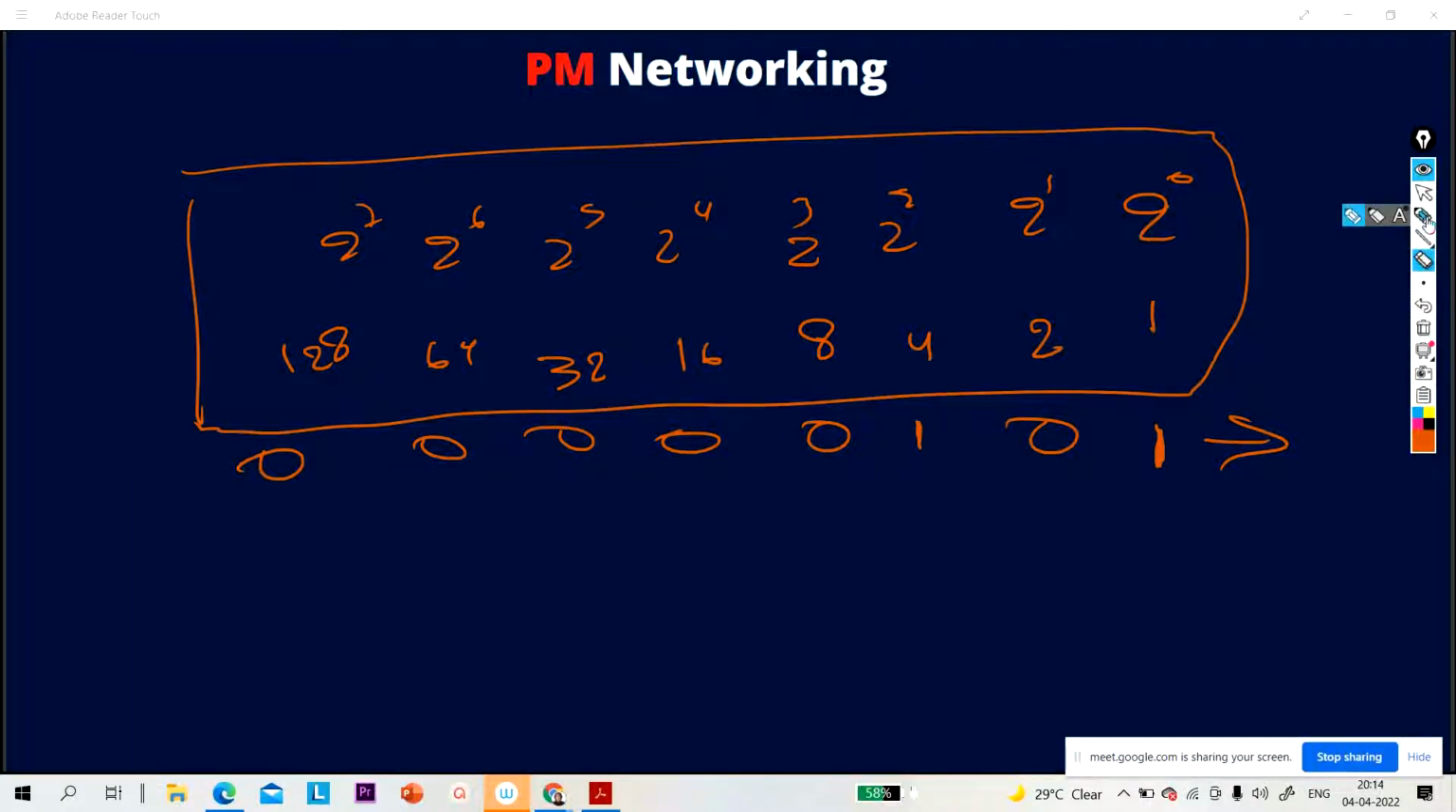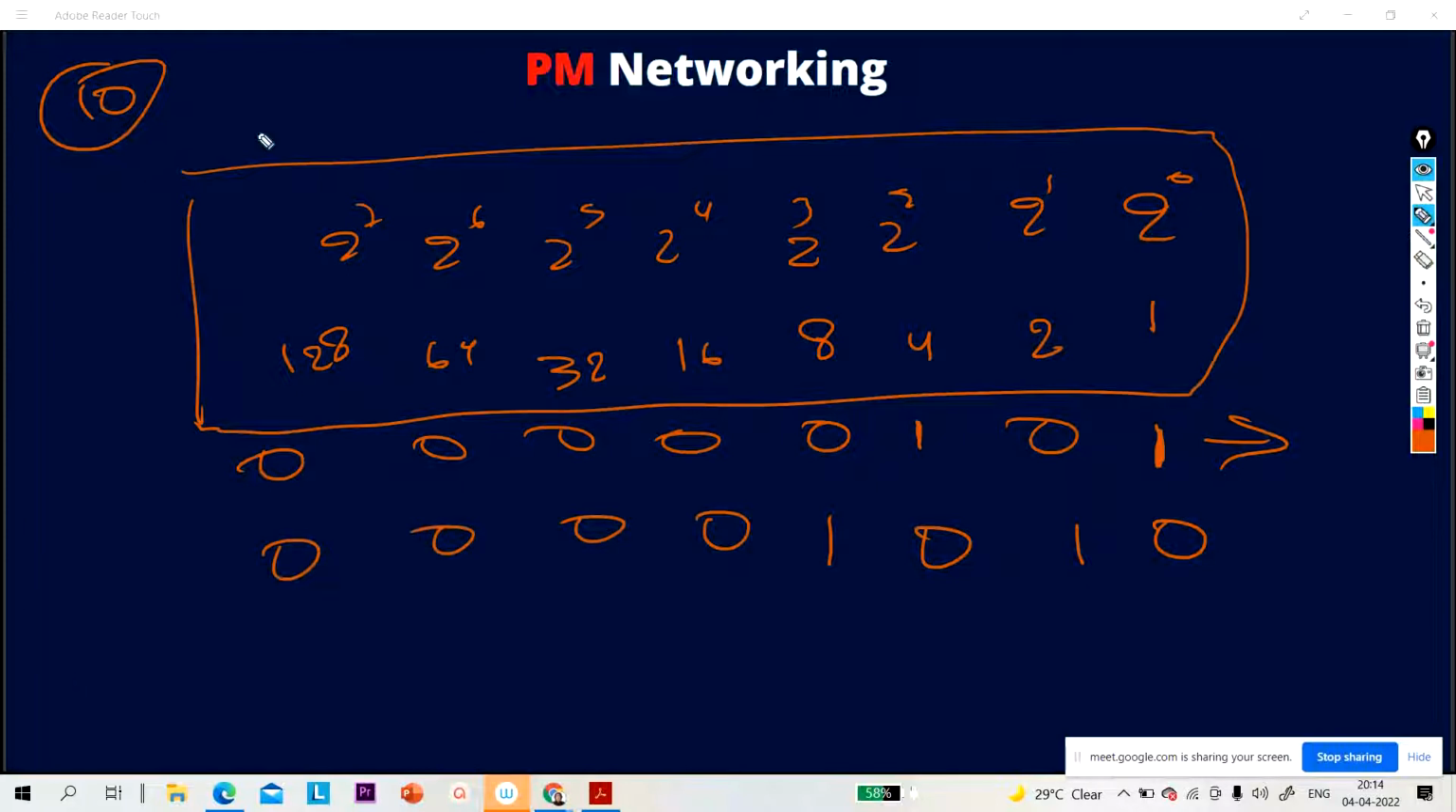What will be the binary of 10? See, to write 10, you need to turn on this bit, 8 and 2, so 1010, and all the rest bits will be 0. What will be the binary of 15? 4 times 1 and rest 0. 1 1 1 1. 8 plus 4 plus 2 plus 1, 15, right?